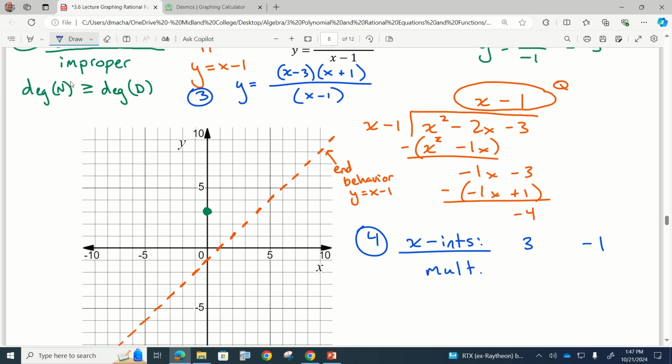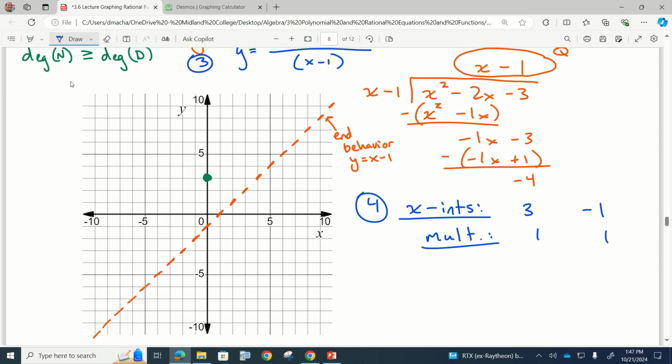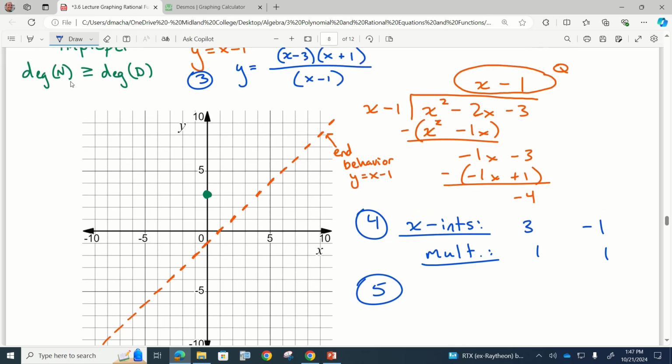The multiplicities are once again pretty boring. It's multiplicity 1. If I look at the denominator in this factored form, then I can tell where my pole is. There's only one of them at positive 1. And again, the multiplicity is still boring this time. It's not always like that, but sometimes you only get ones.